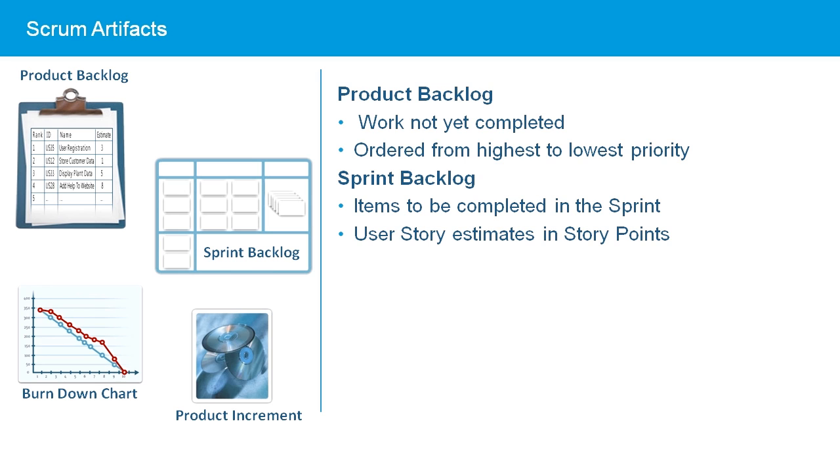The team commits to completing the items in the sprint backlog during the next sprint, and the sprint backlog is then frozen. No more items can be added. The user stories in the sprint backlog are then broken into small tasks, normally taking from 4 to 12 hours to complete. These tasks are recorded in the sprint backlog and tracked daily to show the progress of the sprint.